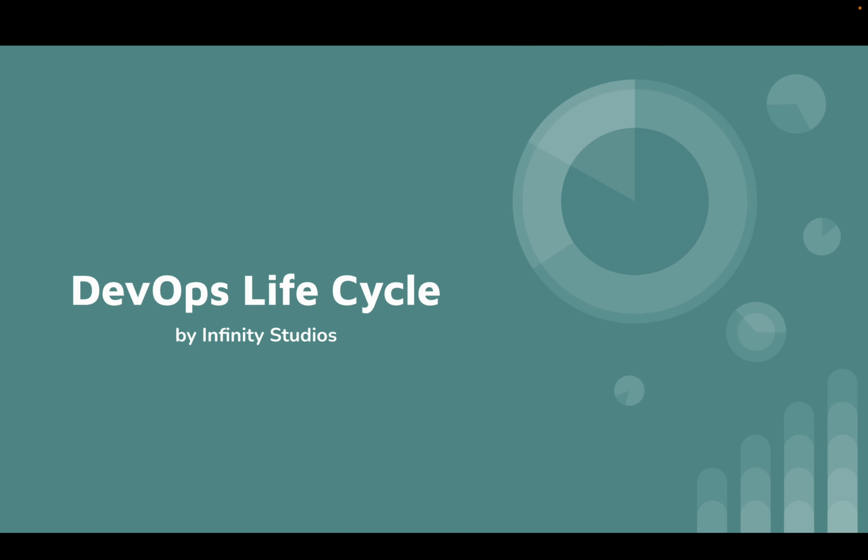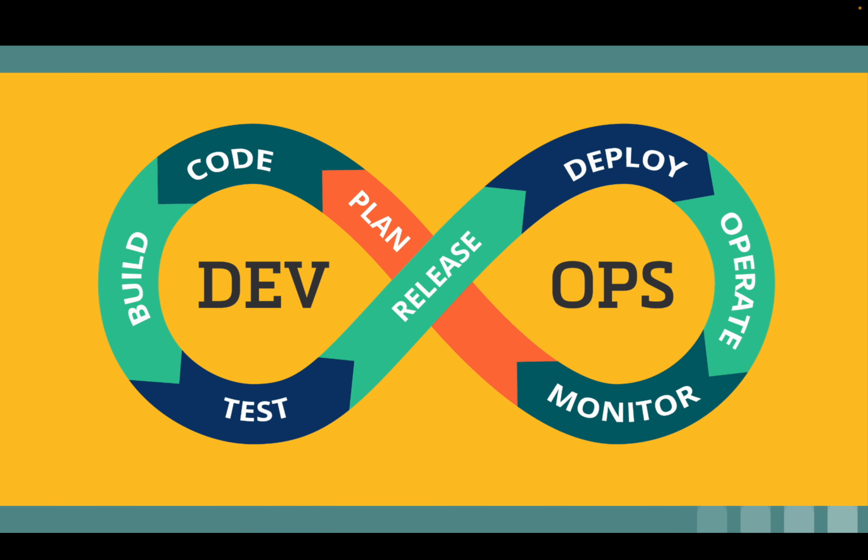In this particular video, I will be talking about the DevOps lifecycle. As a glimpse, this is how the DevOps lifecycle looks. There are different phases like plan, code, build and test, which fall under the development activity, and there are phases like release, deploy, operate and monitor, which fall under the operations activity.